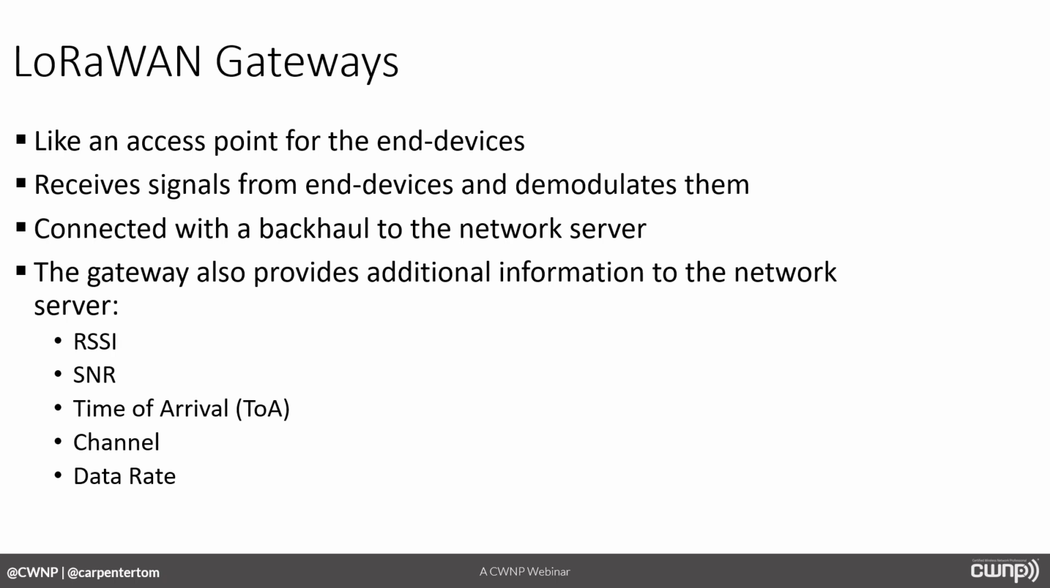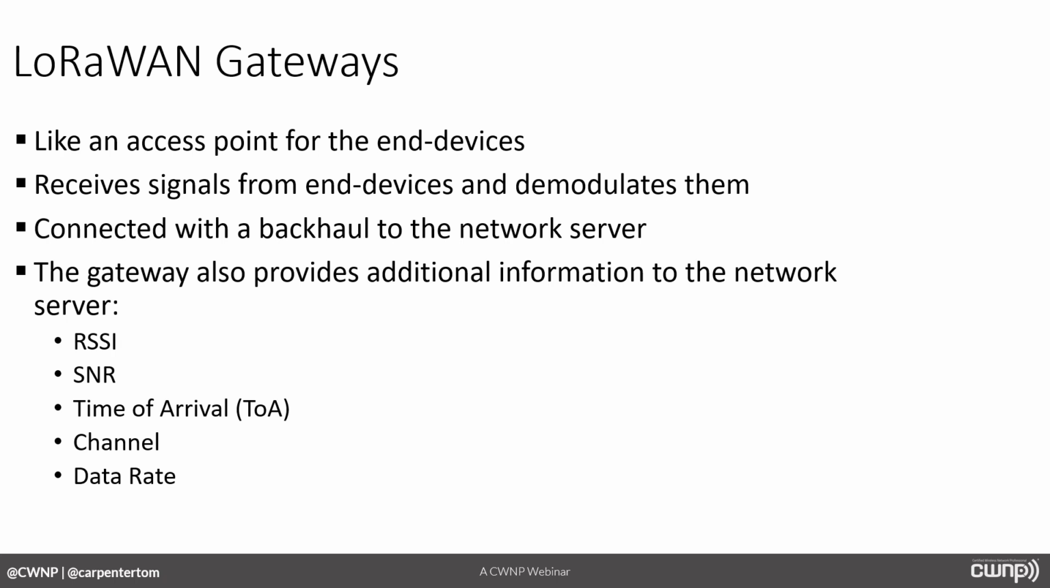LoRaWAN gateways are kind of like an access point in a Wi-Fi network for the end devices, only of course they're for the LoRa communications. It receives signals from the end devices and demodulates them and then sends them to the network server through the backhaul, as I've said. The gateway provides a lot of telemetry type information, specifically related to the RF environment, that is very useful for the network to know about in relation to these devices.